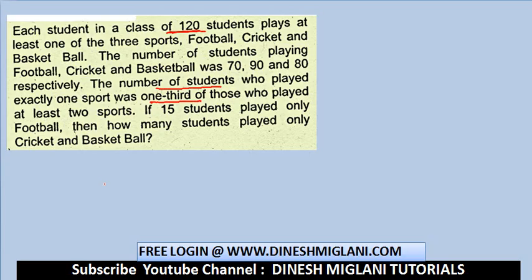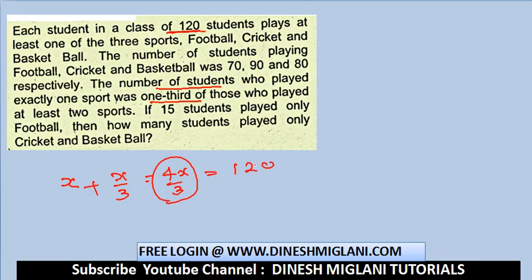It means when I say at least two sports is X, then those who play exactly one sport would be X by 3. So the total should be 4X by 3. Now if 15 students played only football, we have to answer how many students played only cricket and basketball. According to the question, 4X by 3 is equal to 120.